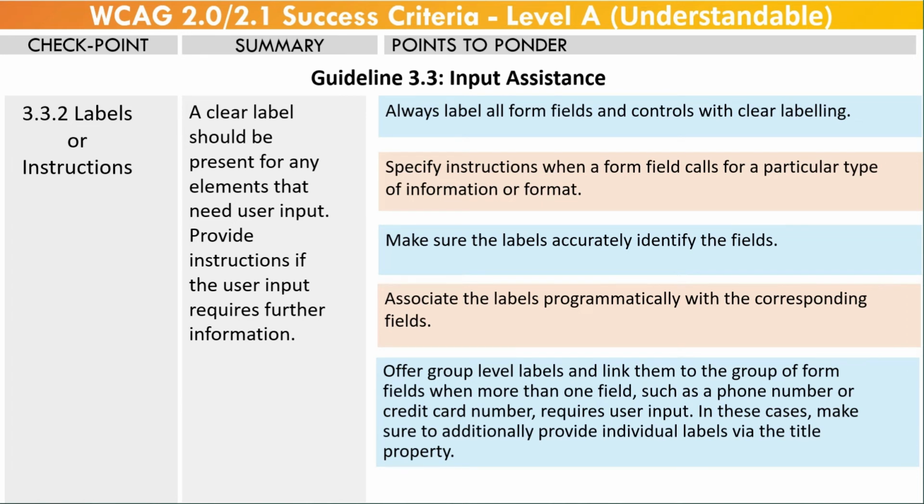Offer group-level labels and link them to the group of form fields when more than one field, such as a phone number or credit card number, requires user input. In these cases, make sure to additionally provide individual labels via the title property.